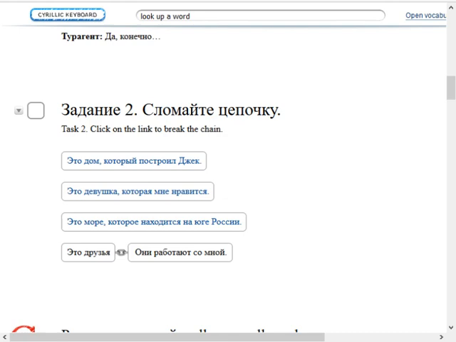The sea doesn't flow. Hold on, what is nakhoditsya? Let me just check. Let me just quickly try to translate that. Which is located. Okay, I see.